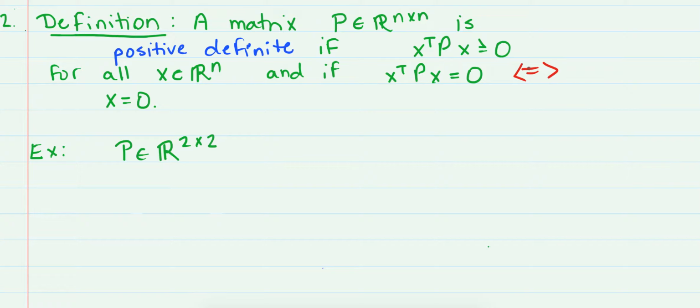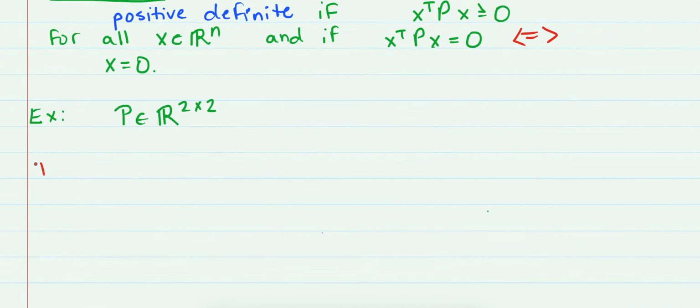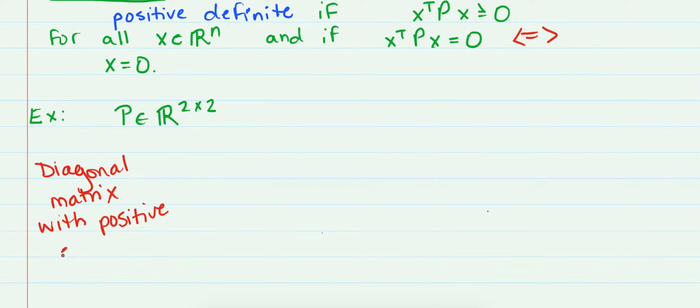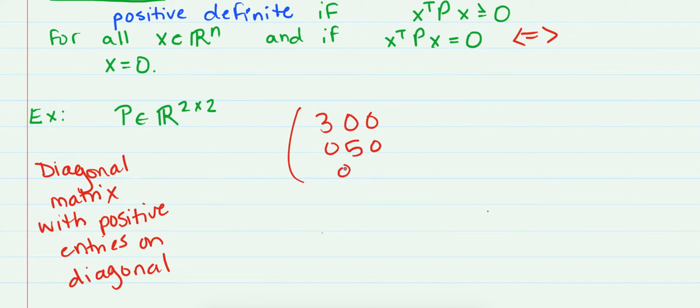And I want to give you some examples of positive definite matrices. So one easy example is a diagonal matrix with positive entries on the diagonal. So something like 3, 0, 0, 0, 5, 0, 0, 0, 1. So nothing negative or 0 here. And this is a 3 by 3 example. But of course you could do a 4 by 4, 5 by 5, as long as what's on the diagonal is positive.